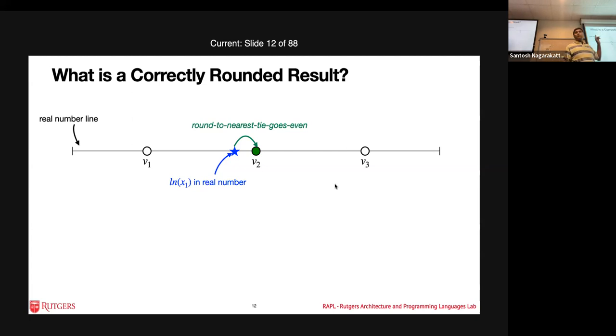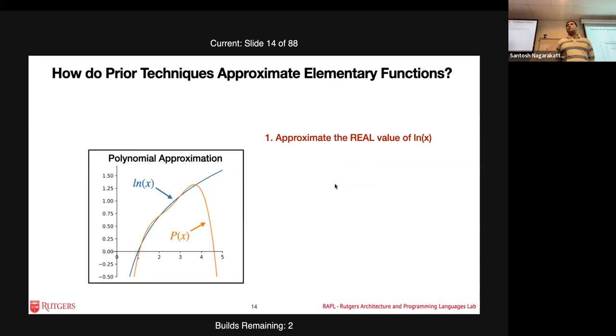So if you compute ln of x with the best algorithm that you have, and then do the final rounding to floating point, you get V2. So V2 is your correctly rounded result. If your elementary function produces a correctly rounded result for all inputs, then it's a correctly rounded elementary function. Now the question is, why are existing implementations not producing these correctly rounded results?